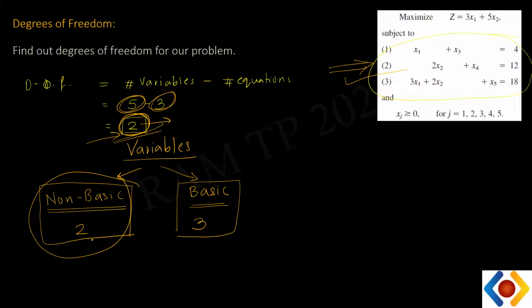Everybody clear about this? If you remember the discussion from the day before yesterday, whenever we are starting to solve the problem, in the initialization step, we start from the origin. So that origin is telling me what? x1 is equal to 0 and x2 is equal to 0. Do you agree with that? Okay. How to find which variables are non-basic variables? I will come to that.